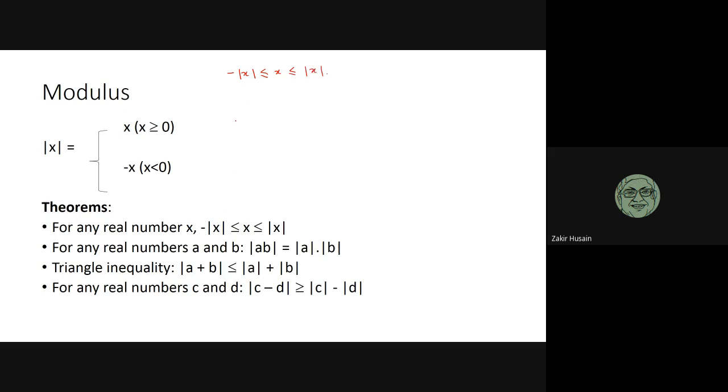So let's look at the first theorem. From the definition of modulus, we either have x greater than or equal to 0 or we have x negative. So that means minus modulus x, if x is either positive or 0, this will be less than or equal to 0. x equal to 0 is this equal to, and x greater than 0 means minus x will be less than 0. So this is obviously less than or equal to x. So we have proved this part.